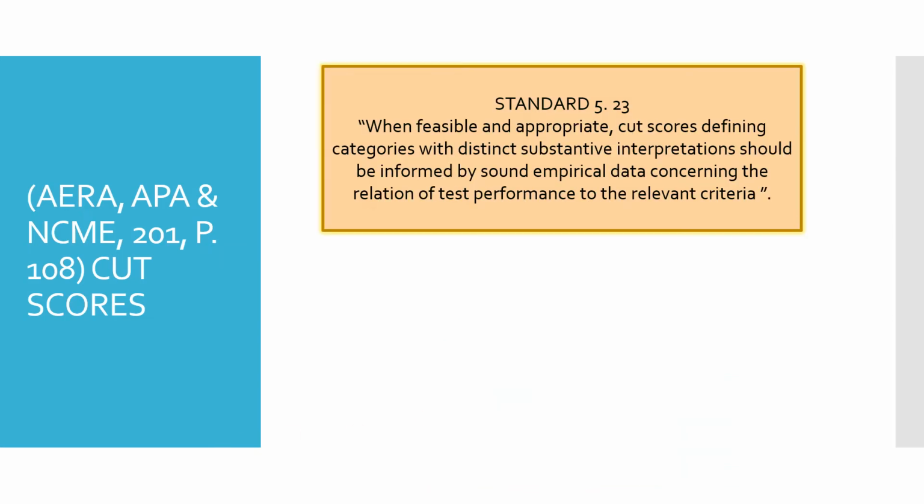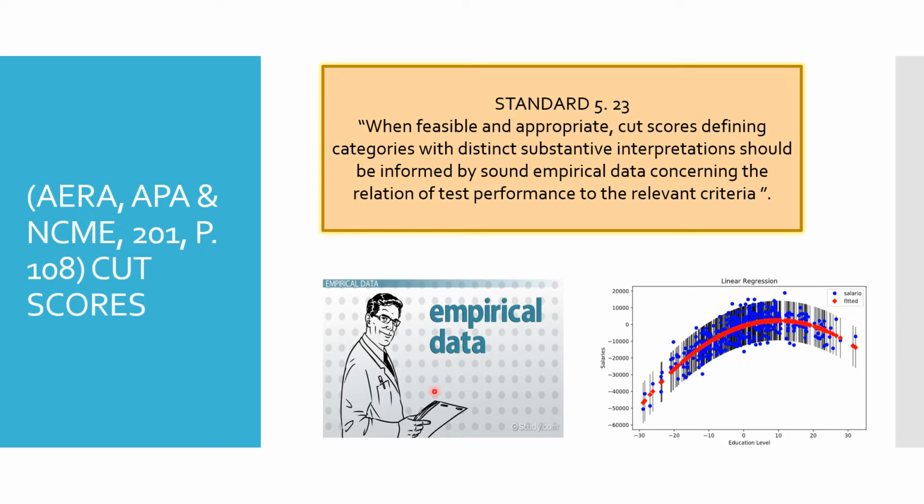Standard 5.23 says, when feasible and appropriate, cut scores defining categories with distinct substantive interpretations should be informed by sound empirical data concerning the relation of test performance to the relevant criteria. And I think this is where we are really lacking in our system, in terms of using that empirical data, using that statistical model to really help us to be more defensible and to make proper score interpretations from what we are doing. So providing evidence, empirical data and statistical models will help us to be more defensible. And I think this here really pertains more to credentialing, like those who are suitable or unsuitable, those who are successful, unsuccessful. But the test developer should investigate and report the relationship between test scores and performance in practical settings.